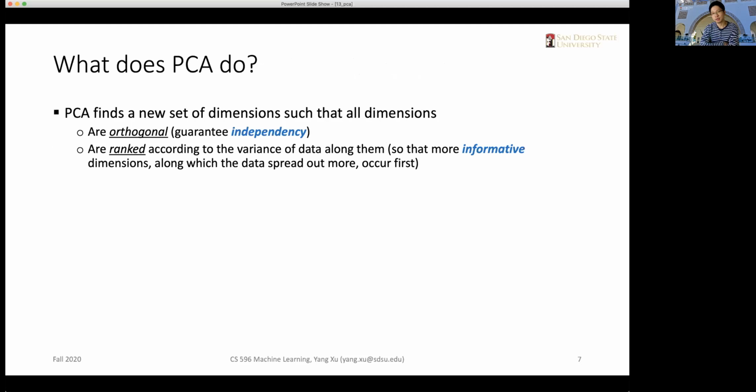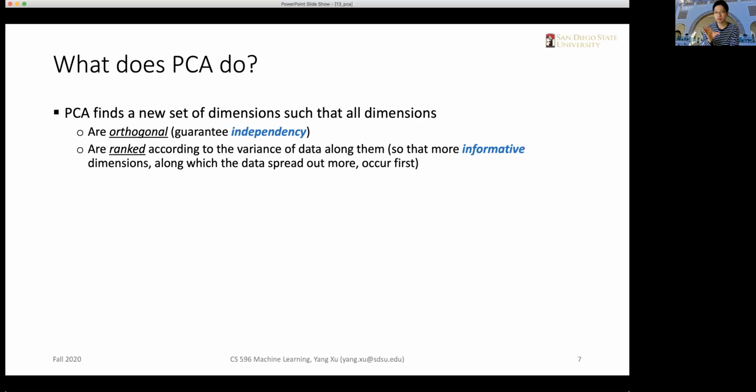So this is exactly what PCA does. It will find you a new set of dimensions such that all the dimensions are orthogonal, which means they are independent. They are totally independent. And also, these selected dimensions are ranked according to the variance of data along them. We have a mathematically defined measure of variance of data along each dimension.